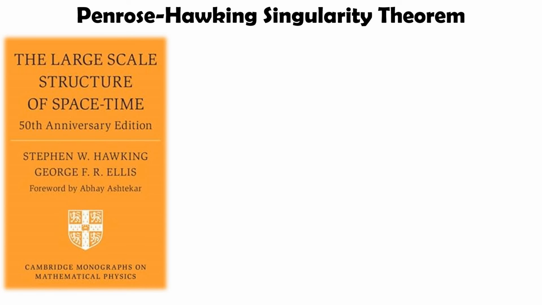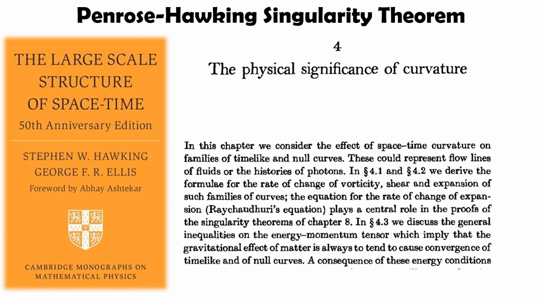The first thing I would like to quote, this is almost an unreadable book, at least for me, my mathematical limitation, The Large Scale Structure of Space-Time by Stephen Hawking and George F.R. Ellis. And I would like to show you how many times Stephen Hawking has quoted Raychaudhuri in this book. The first is this. You see, he clearly writes that in so and so we derive the formula for the rate of change of vorticity, shear and expansion. The equation of the rate of change of expansion, which is called the Raychaudhuri equation, plays a central role in the proofs of the singularity theorems.